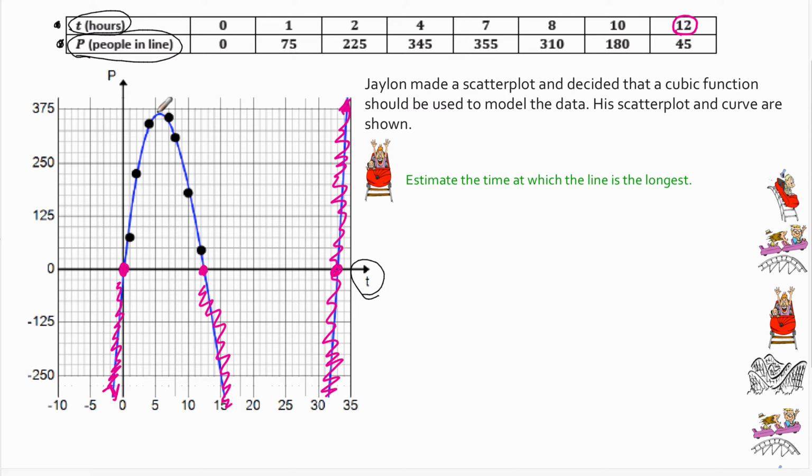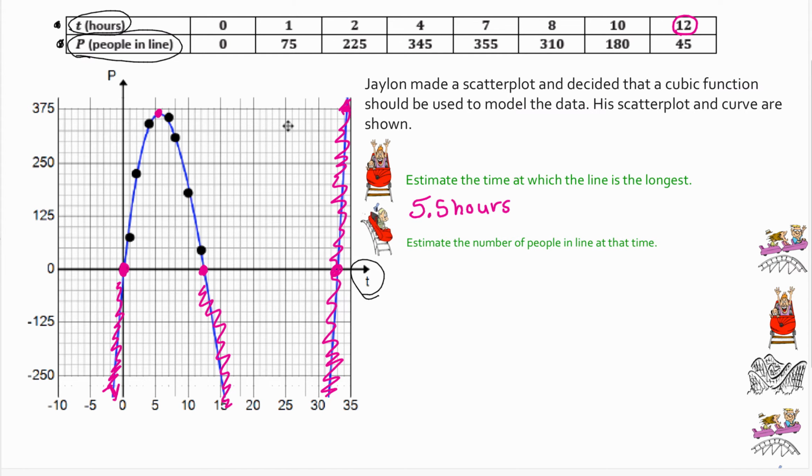The wait time is longest obviously here at the relative maxima. And it looks to be, well, if I count over, that looks to be 1, 2, 3, 4, well, there's 5. It looks to be about 5.5 hours into the park opening is when the line looks to be the longest.